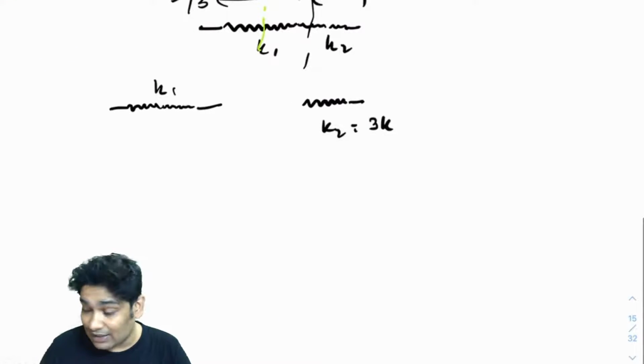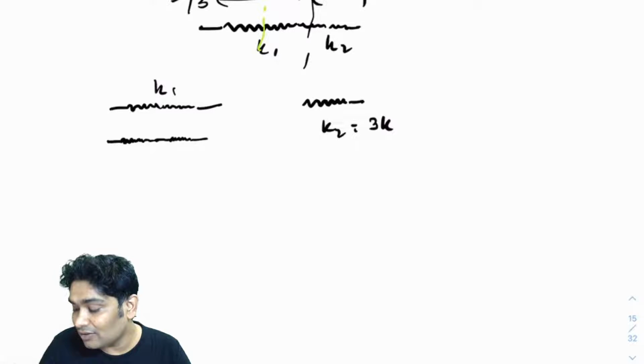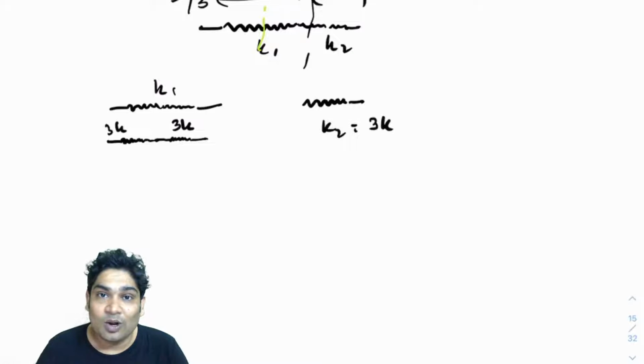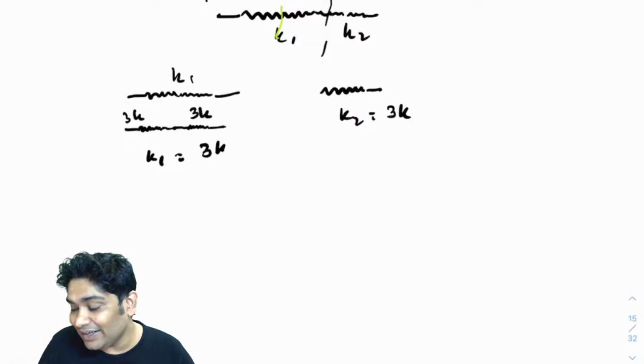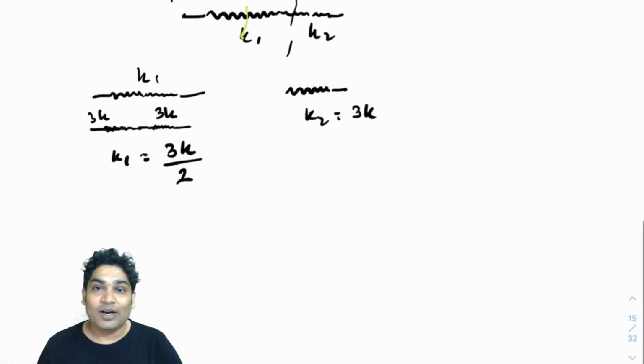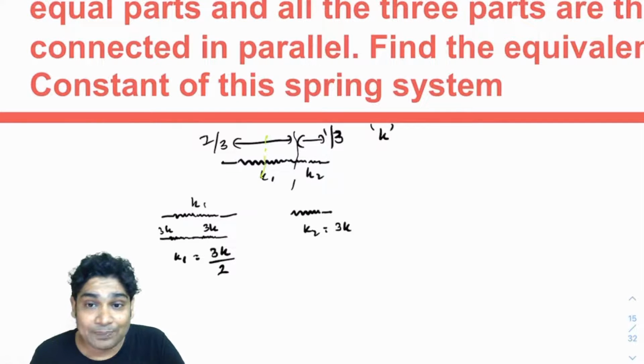Now K1 is nothing but a series combination of two springs of 3K and 3K each. Alright, now I can think that K1 was nothing but a series combination of two springs of 3K each. So yes, absolutely, K1 would be 3K over 2. Alright, so these would be your answers. K1 would be 3K over 2 and K2 would be 3K.